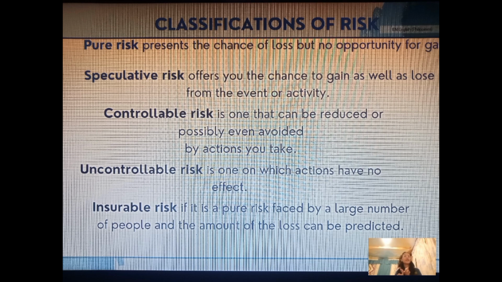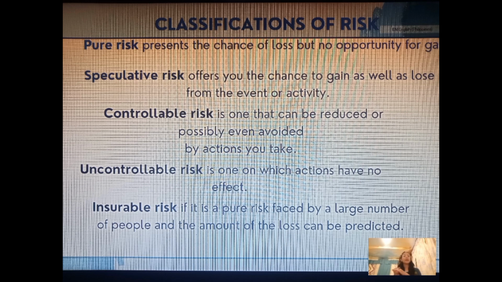So, speculative risks are typically associated with investment activities, entrepreneurship, and business ventures, where individuals or organizations make decisions with an uncertain outcome in the hope of achieving a positive result. So, example naman ng speculative risk is it includes investing in the stock market, starting a new business, or participating in speculative real estate ventures.